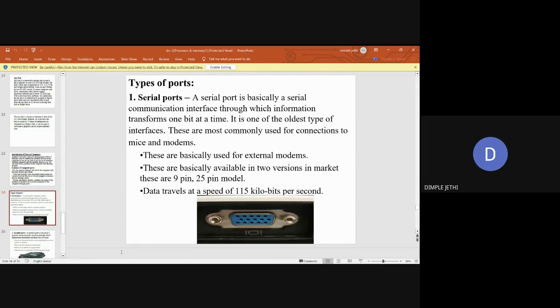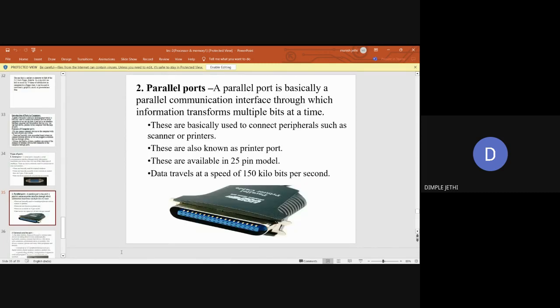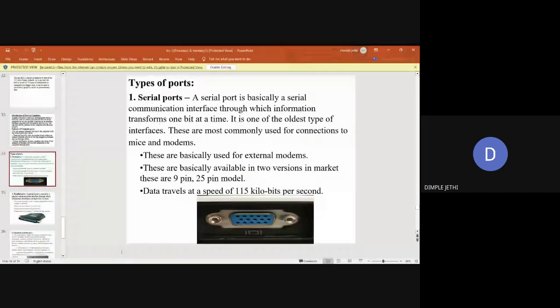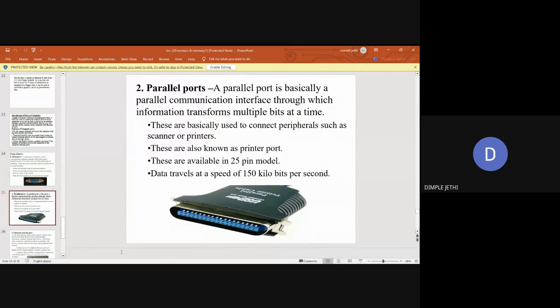Then again, these ports are divided into different categories. One is serial ports, which have this kind of 25 pin model. This was the oldest type of connection point, which was used for modems. Now modems are not used nowadays. Then came the parallel port, which was again this 25 pin.